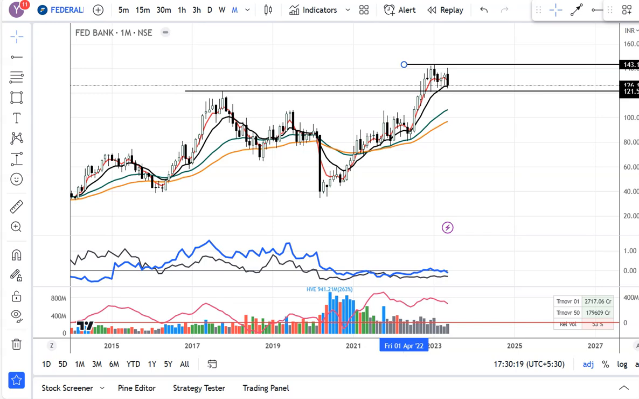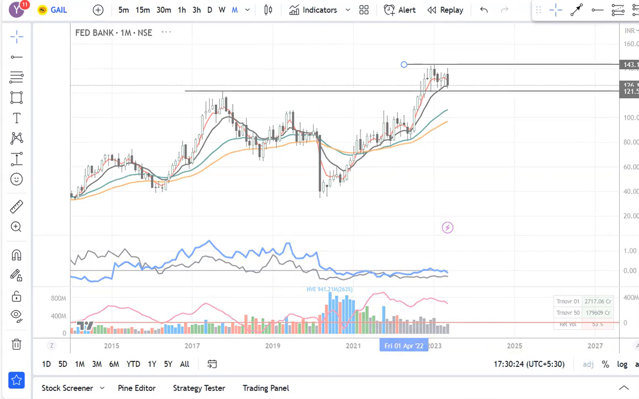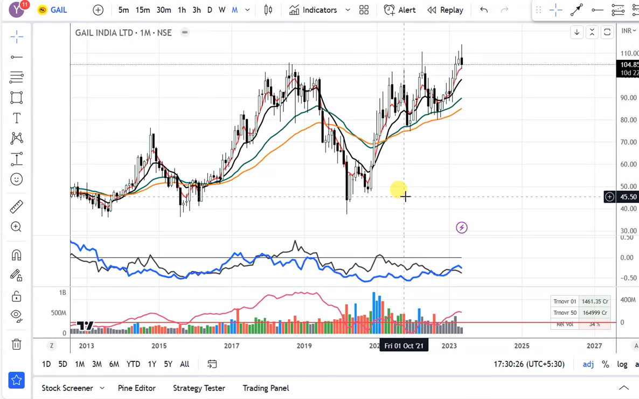GAIL India is again the same thing. This was again not breached clearly. Then this became the resistance. It is still struggling.